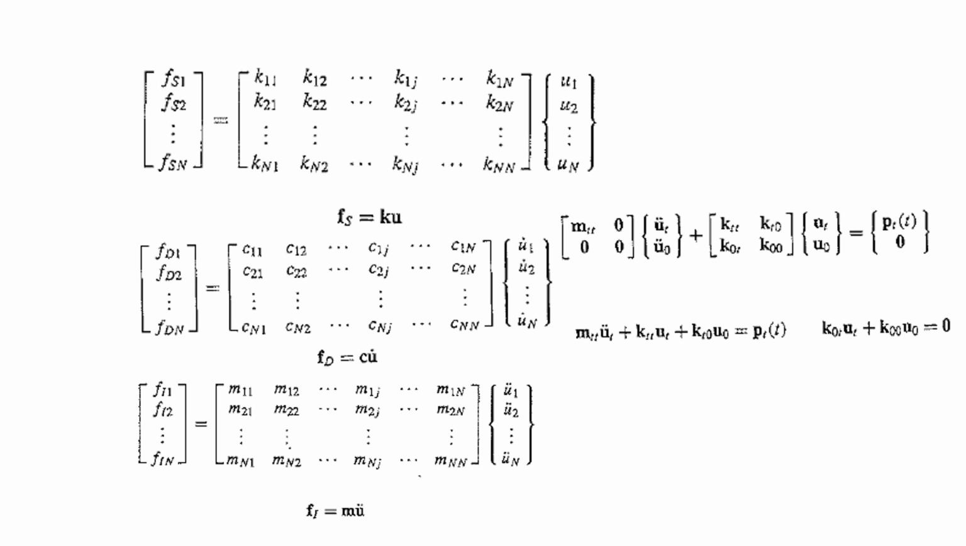So the two equations that we get from here are, number 1, mtt ut double dot plus ktt ut plus kt0 u0 is equal to pt. So this is an equation of motion associated with the known force pt. Second is k0t ut plus k00 u0 equal to 0. This is the equation of motion associated with no force acting on the system.